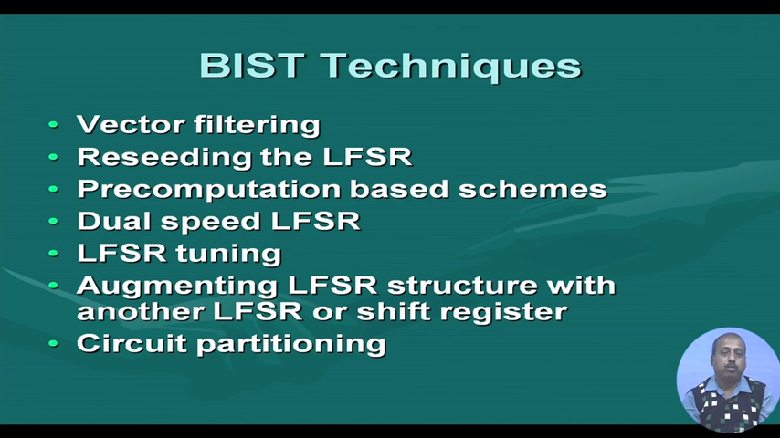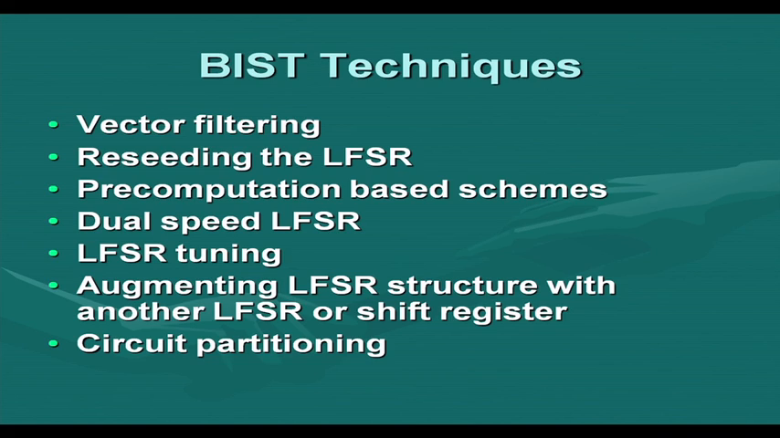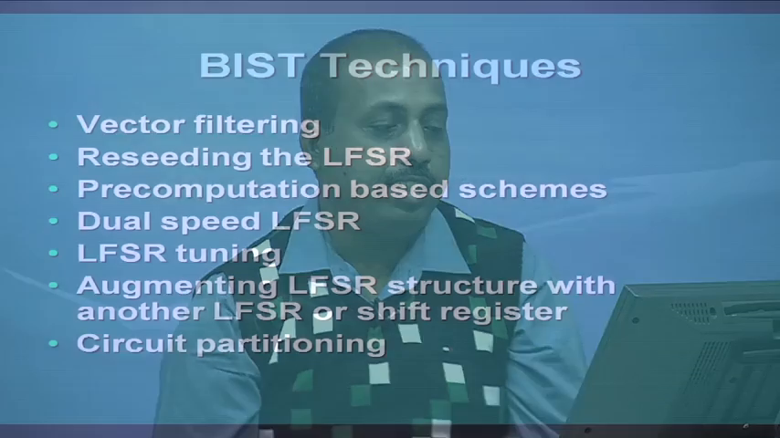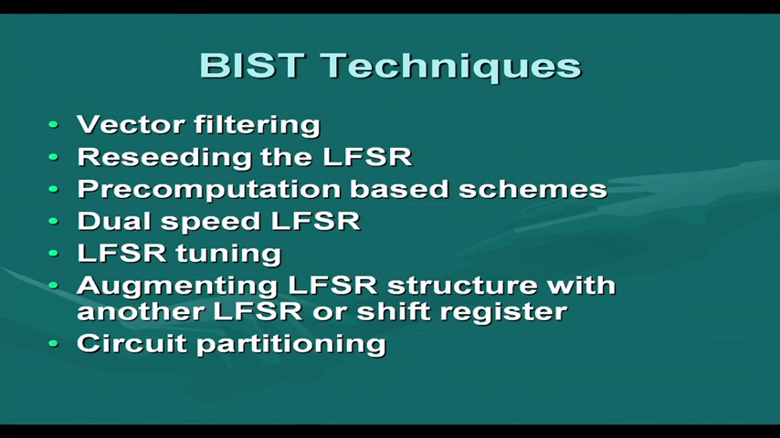So, how can we control this extra power consumption? There are several techniques. One is known as vector filtering. We can do a reseeding of the LFSR. We can have some pre-computation based schemes. We can have dual speed LFSR. We can do some tuning of LFSR. Then we can do some augmentation to the LFSR structure with LFSR and shift register, or we can do circuit partitioning. So, these are the various techniques that have been suggested in the literature for power reduction in BIST.